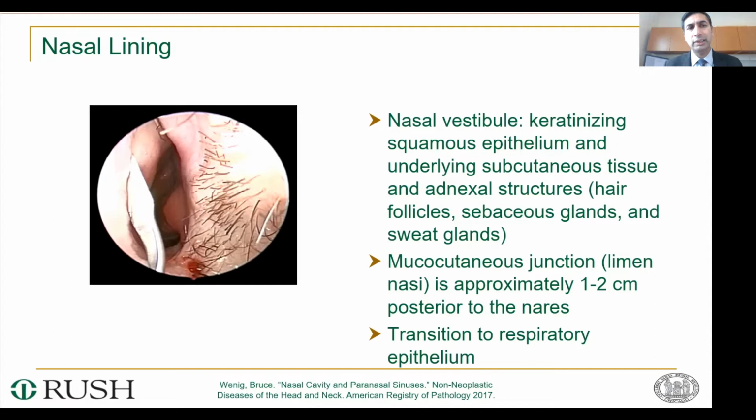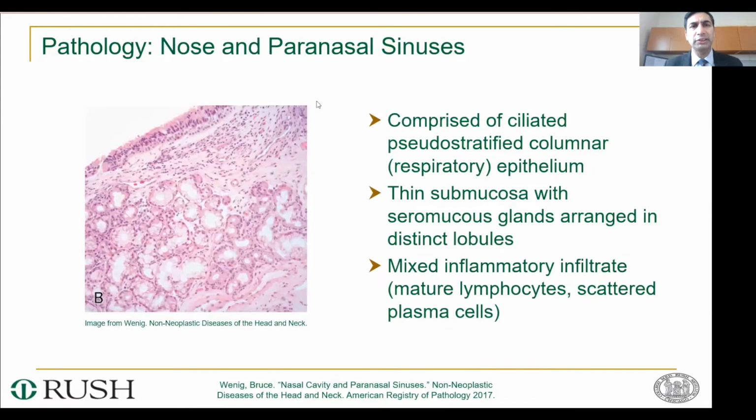As you will see here in this endoscopic view, the initial mucosa within the nasal lining is more like skin, the keratinizing squamous epithelium with an underlying subcutaneous tissue that has adnexal structures like hair follicles that you see here. And at the limen nasi, this will transition to more of the sinonasal mucosa, which is the respiratory epithelium. And when you look at this under the microscope, this is what you would expect to see.